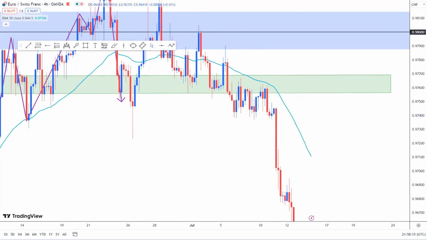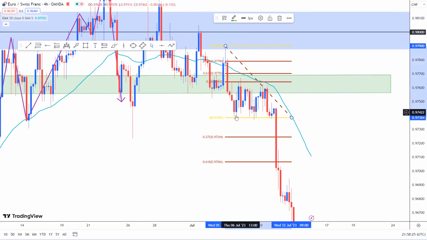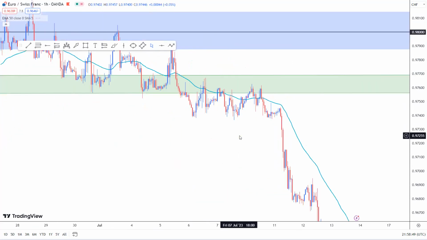And then again, just to stack up the confluences, if you bring in the Fibonacci retracement tool from the previous 4-hourly swing high to the most recent 4-hourly swing low, you would see that we had price retesting the 50 Fibonacci retracement level. And this is where I had my entry confirmation at the retest from the 1-hourly time frame for shorts.